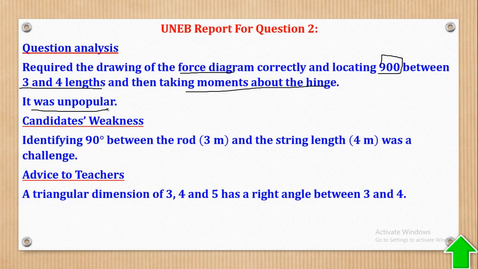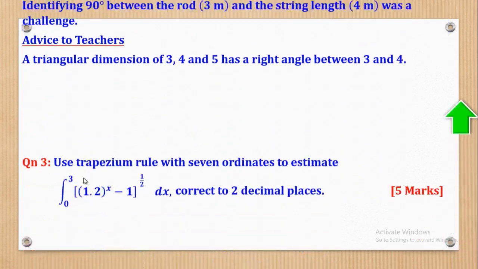The question was unpopular, meaning it appears less frequently in previous past papers. The candidates' weakness was identifying 90 degrees between the rod of 3 meters and the string of length 4 meters. So it's not easy. If you cannot identify it, it is easier to use the cosine rule, just like we did in the question. The teacher's advice is that a triangle with dimensions 3, 4, 5 has a right angle between 3 and 4. But if you cannot identify it, then you have to use the cosine rule, just as we did in the question. So that was question 2.